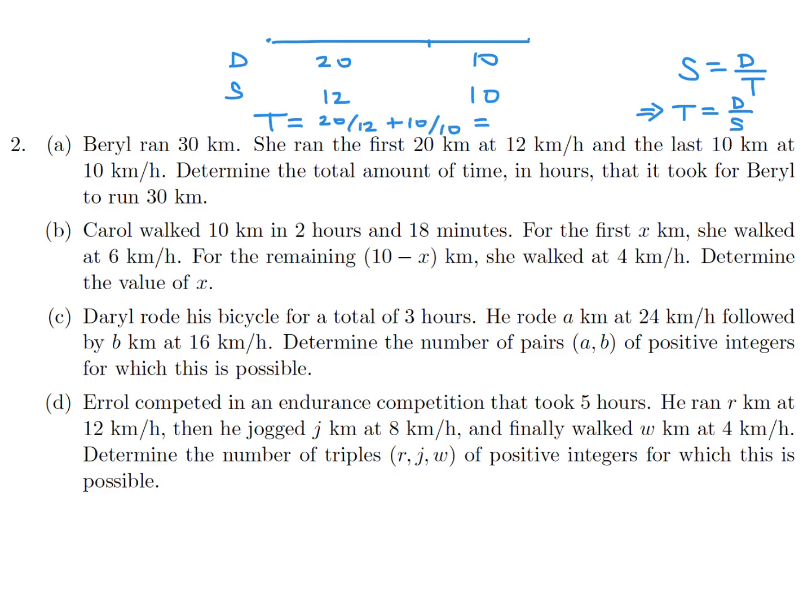Correct? So that'd be 20 over 12, which is 10 over 6. Yeah, 1.6 repeating, plus 1, which is 2.6 repeating. And then in terms of hours, that would be 2 hours and 40 minutes, I guess. That would be the exact answer.